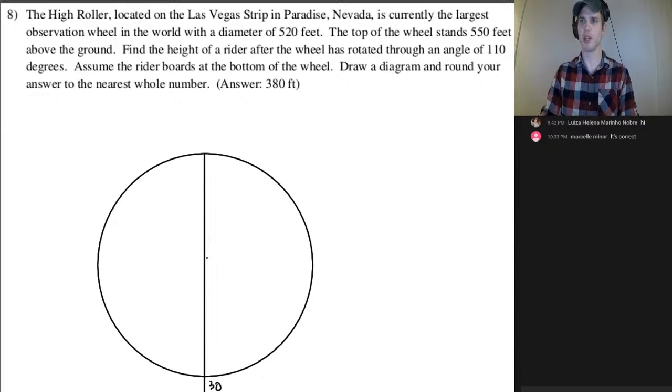So you can break that 520 into two. So that's 260 and 260. So 260 plus 260 plus 30 should give us 550, which is up to the top. Find the height of a rider after the wheel has rotated through an angle of 110 degrees. The rider boards at the bottom, so they start at the bottom here, and then they rotate through 110 degrees, which is more than 90, so it's like up here somewhere.